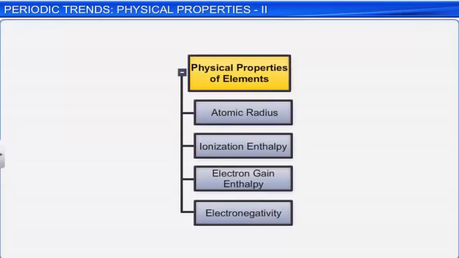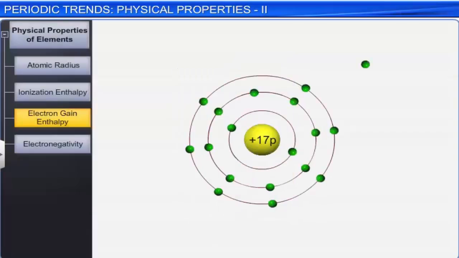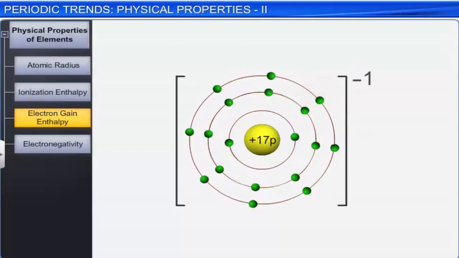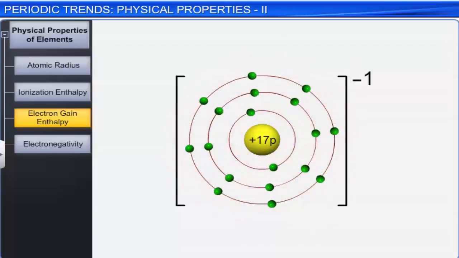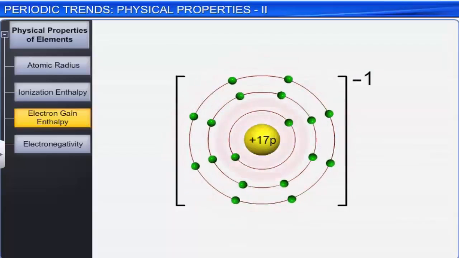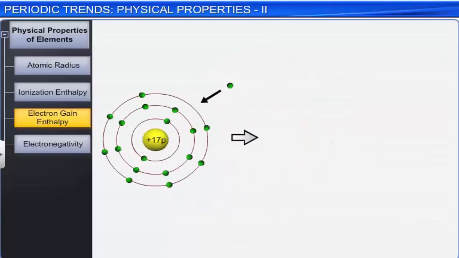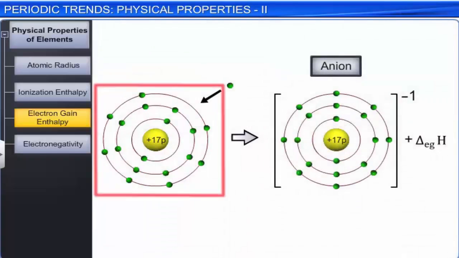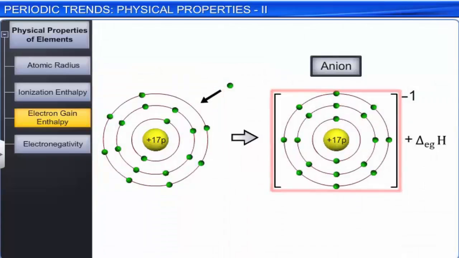Let's look at yet another important physical property: electron gain enthalpy. It is the measure of the ease with which an atom can gain an electron and form an anion. The enthalpy change during the process of addition of an electron to a neutral gaseous atom to convert it into a negative ion is defined as the electron gain enthalpy.